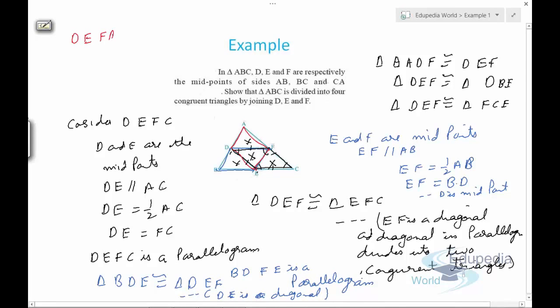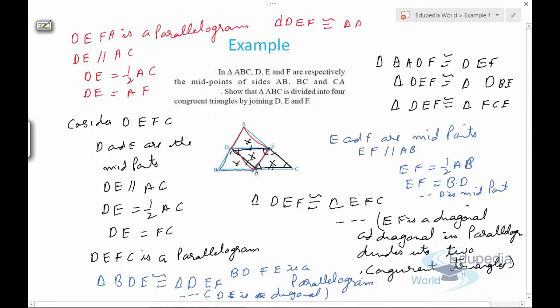So we can say that DEFA is a parallelogram, and D and E are the midpoints, so DE is parallel to AC and DE is also half of AC. So we can say that DE equals AF. So we can say that DEFA is a parallelogram. So now triangle DEF is congruent to triangle ADF. Why? Because again DF is a diagonal and a diagonal divides a parallelogram into two equal halves. So this is how we can prove these types of questions.